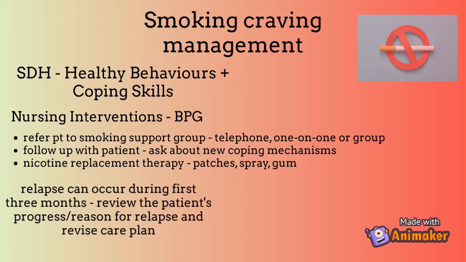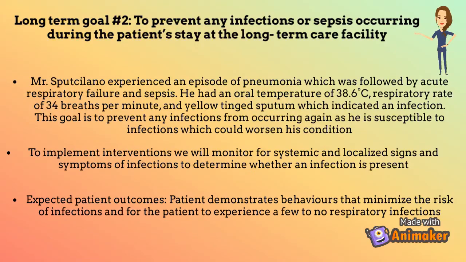therapy, whether that's patches, sprays, or gums, as well as remembering that as nurses, we need to know that relapse can occur during the first 3 months, and reviewing the patient's progress and reason for relapse is extremely important, and from there we can revise the care plan with the patient to see what is and isn't working for them.